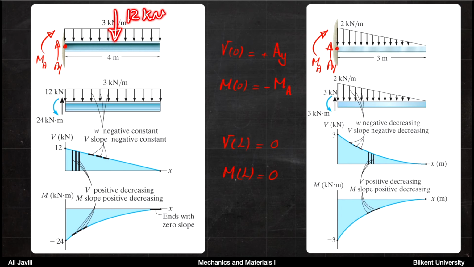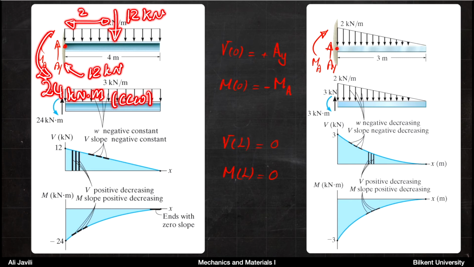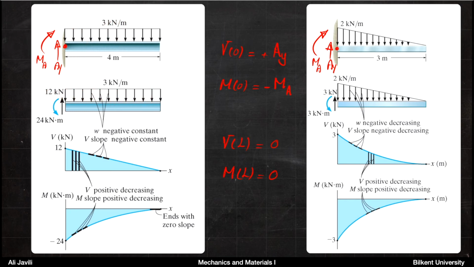And that tells you basically that at the support, you would need a force of 12 kilonewton upwards for the balance. And you would also need a moment of 24 kilonewton meter counterclockwise, because the distance here is 2 meters, and if you multiply 12 by 2, you get 24 in the, let's say, clockwise direction. So the reaction at the support would be 24 kilonewton meter counterclockwise.